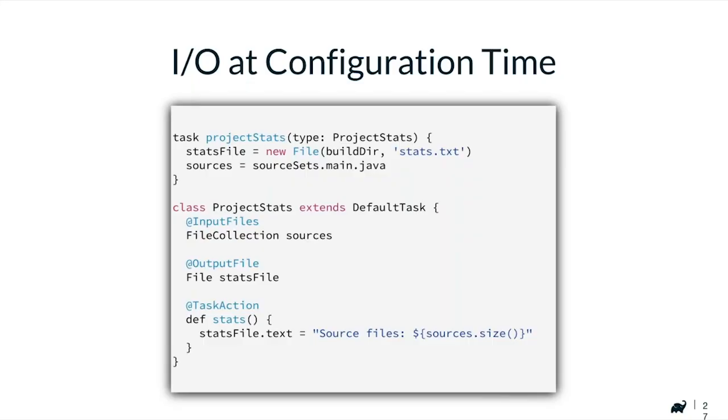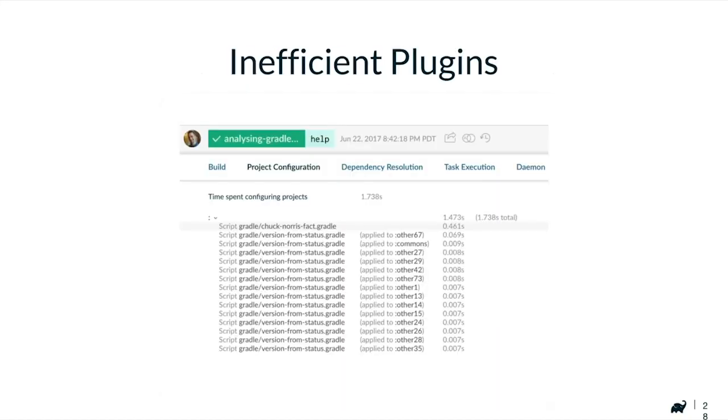And then in your build file, all you do is create me a task of this type, and I just configure: here's the build, here's the stats file, here's the sources. So there's pretty much no way to get this wrong. Yes, which is why I'm a big fan of writing tasks. Absolutely. Another thing is inefficient plugins.